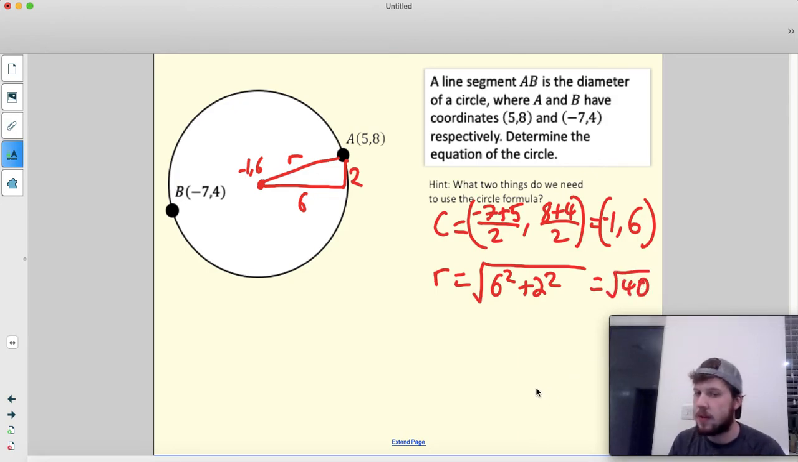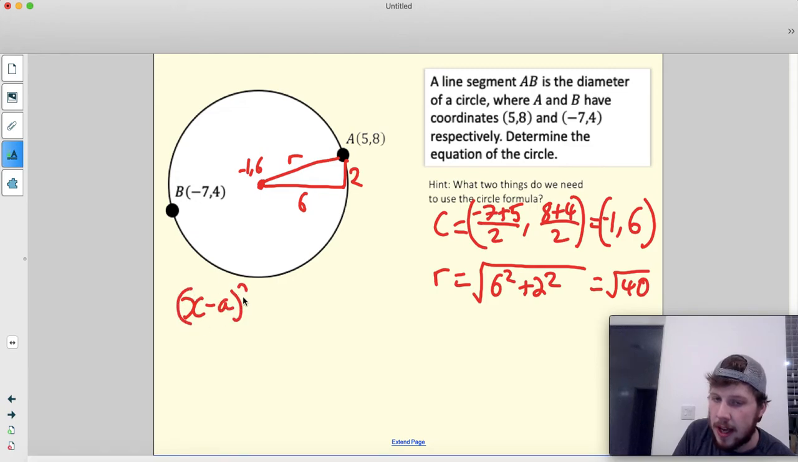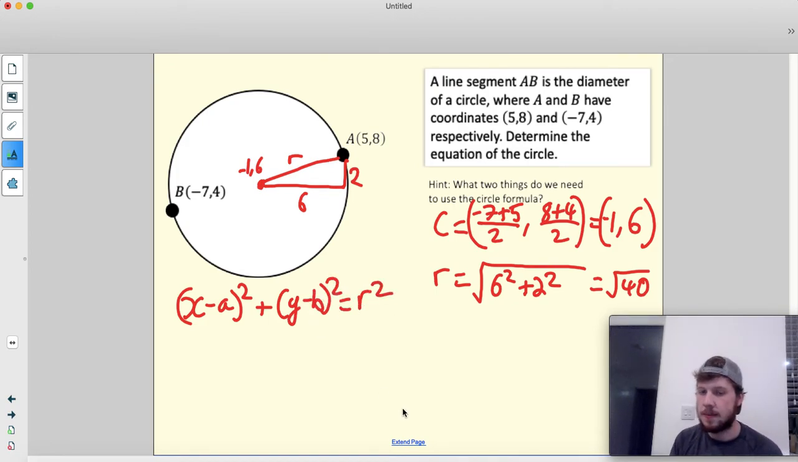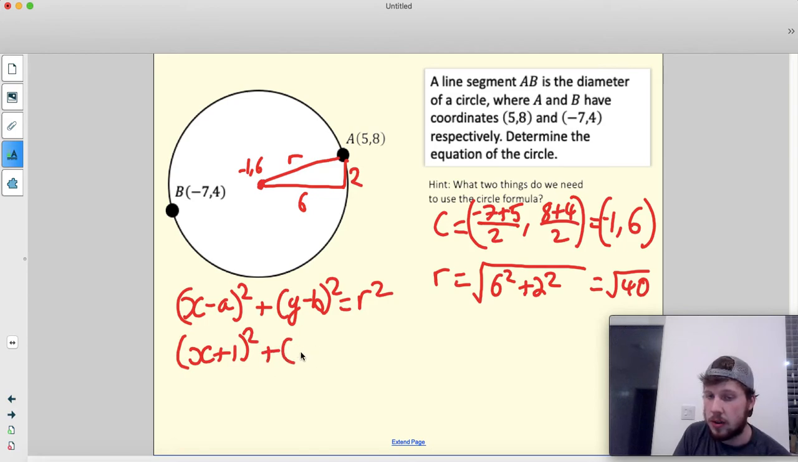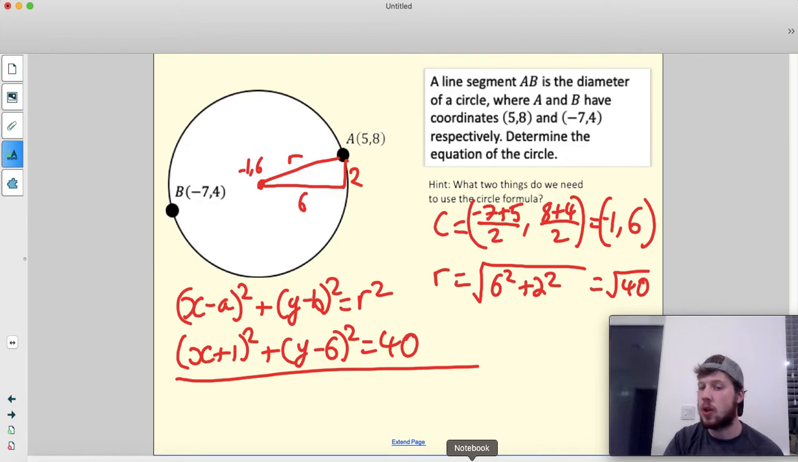I'm not going to try and simplify that yet, because let's think about how I actually need this. I'm going to think about my equation of a circle: x minus a squared plus y minus b squared equals our radius squared. So substituting in our coordinates, we get x plus 1 squared plus y subtract 6 squared equals, well, if our radius is root 40, our radius squared is just going to be 40. And that would be enough to get full marks on this question.